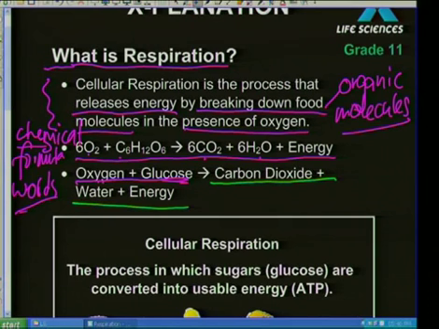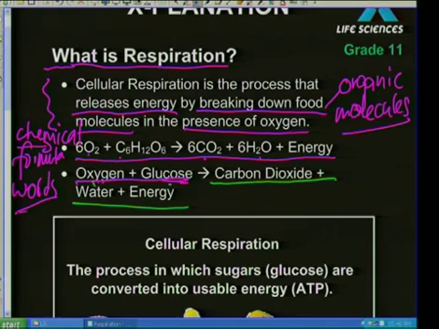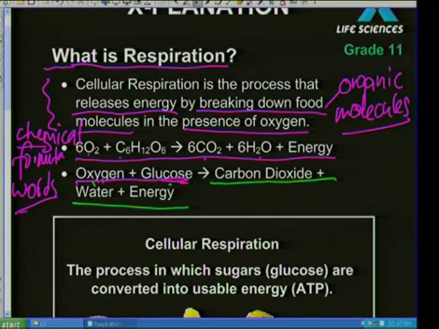So if I asked you, what are the requirements for respiration? From this definition and from these equations, what would you be able to say? The requirements would generally be on the left-hand side of this equation, yeah? Definitely. So the requirements are oxygen and glucose, or oxygen and organic compounds. What are the products of cellular respiration? Carbon dioxide, water, and energy.